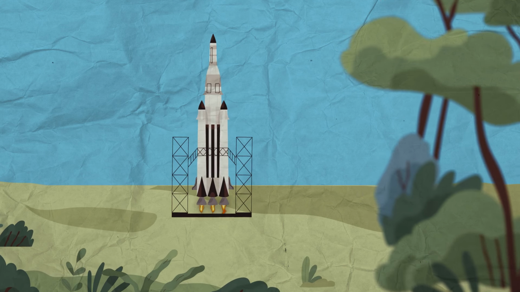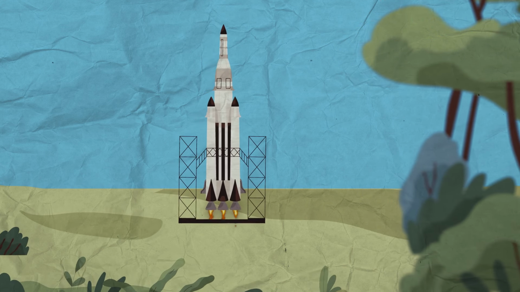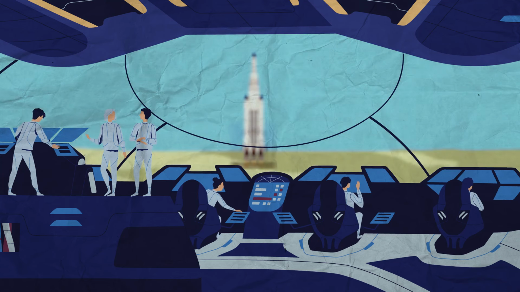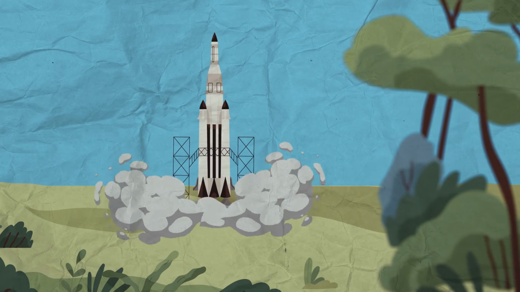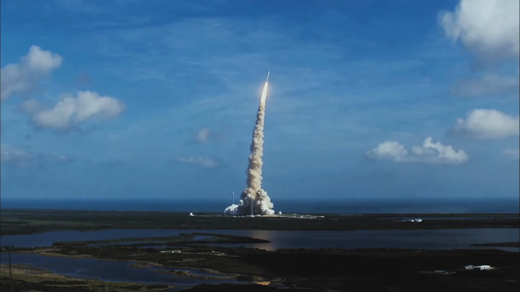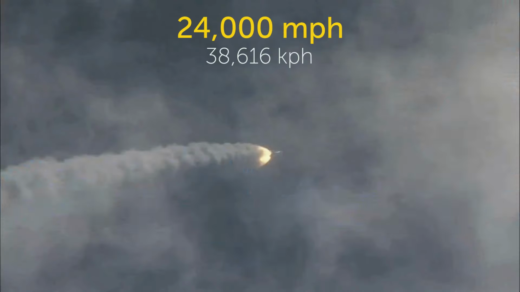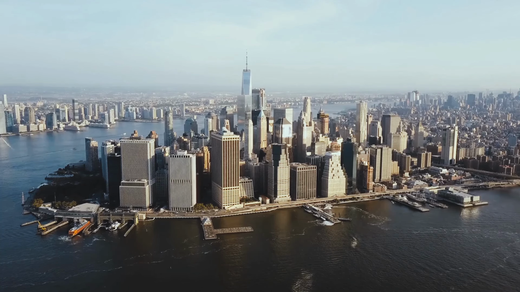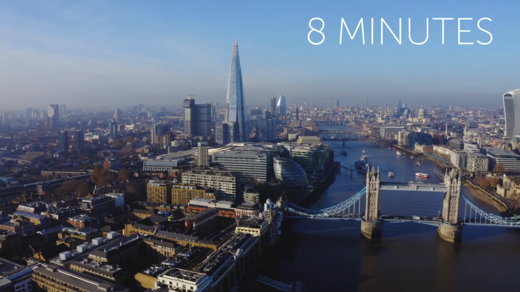A booster rocket and second stage are assembled on the launch pad. Ignition. The rocket's engines begin to burn fuel, and we go up. Soon, the rocket reaches a speed of about 24,000 miles per hour. At that speed, you could travel the distance from New York to London in just 8 minutes.